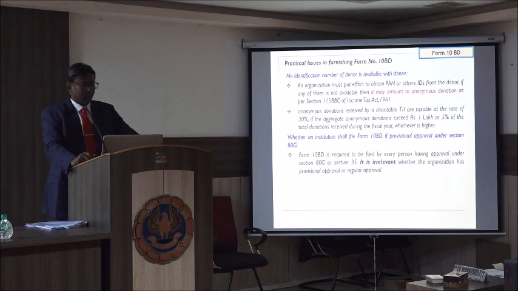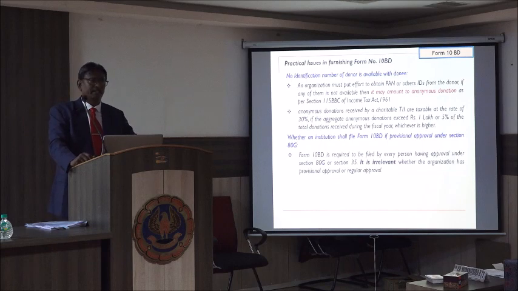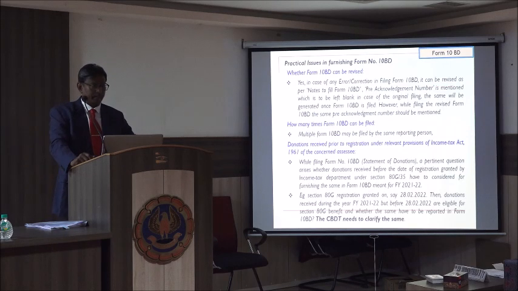No identification number of donor is available with donee. An organization must put effort to obtain PAN or other IDs from the donor. If any of them is not available, then it may amount to anonymous donation. Whether an institution shall file form 10BD if provisional approval is obtained. Once you get 80G, go for 10BD.